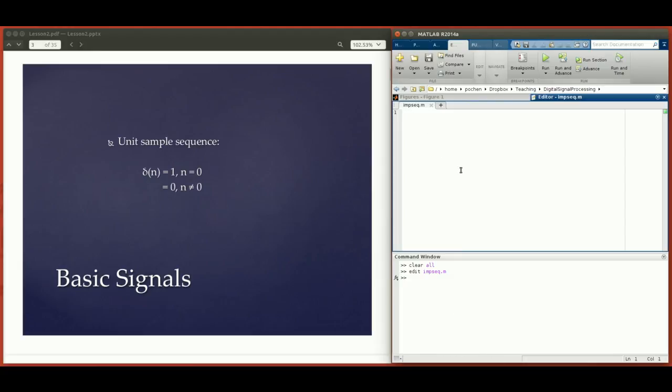And because I want a function, I use the keyword function. And then let me try to specify the function name. The function name has to be exactly the same as the file name. So it's going to be impseq.